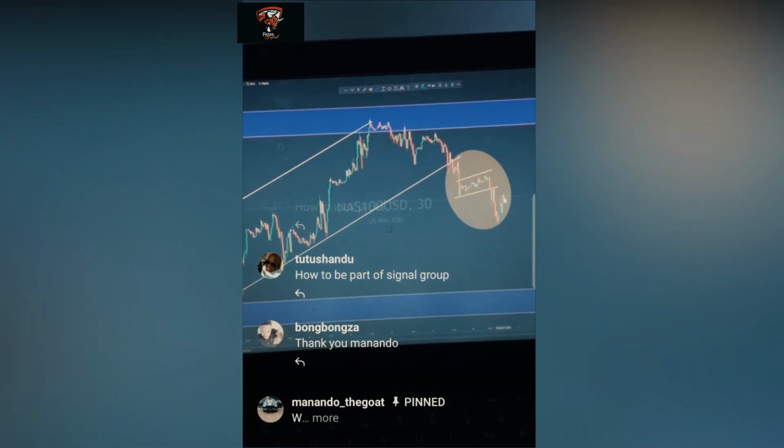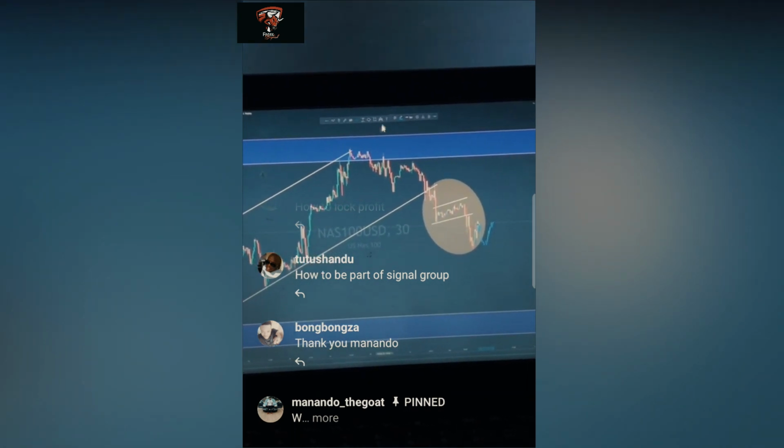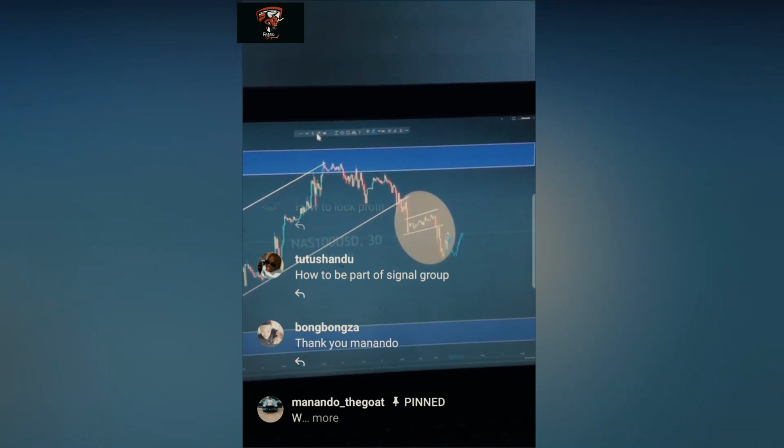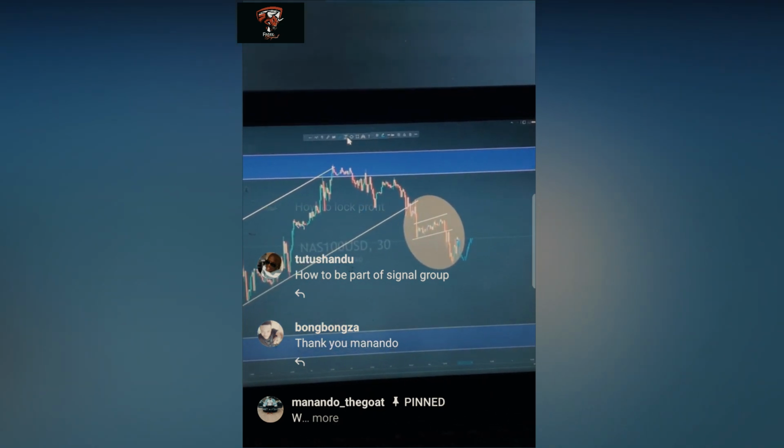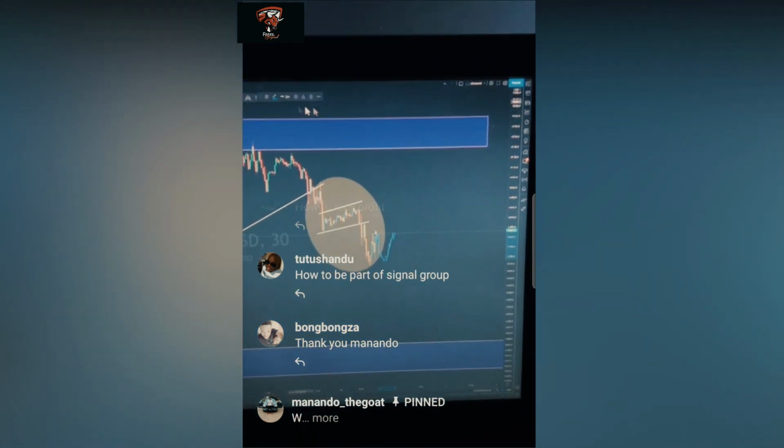If price was to do something like this and then it goes up, here I have a what? I have an entry type again, which is a flag. You feel me, guys? I'm going to be having a flag. You see, I'm going to have a flag.